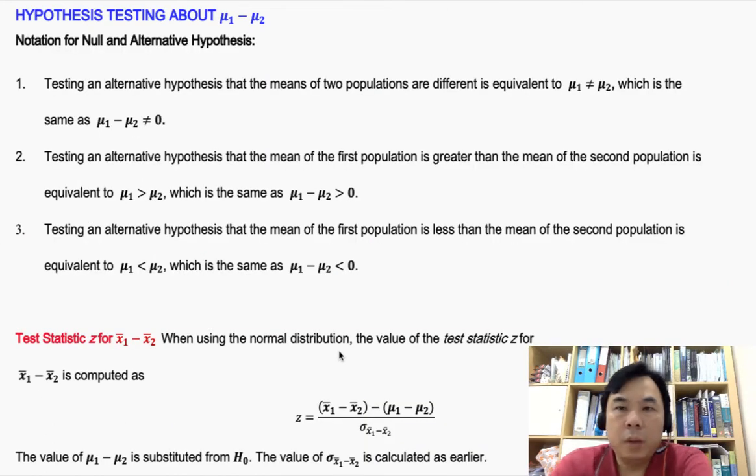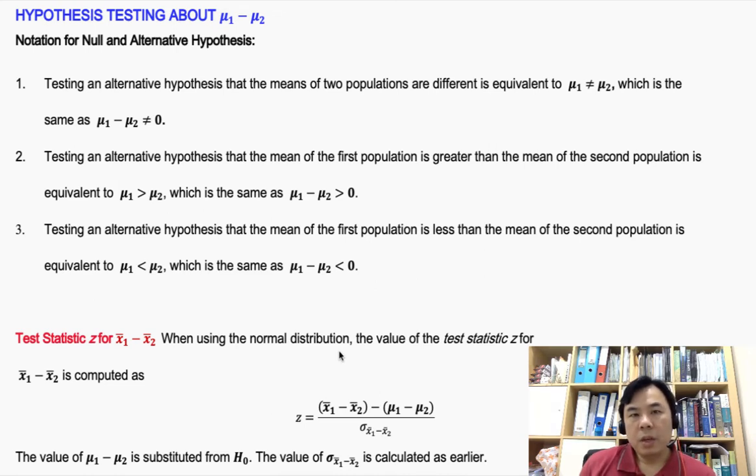Okay, now we have looked at one example on how to determine the confidence interval for the mean difference between two populations. And now I'm going to walk you through the same procedure that we have been using to conduct hypothesis testing. The only difference is now we are conducting hypothesis testing on the difference between the two population means. Okay, so this is a hypothesis testing about the mean difference. Okay, now the notation for null and alternative hypothesis is highlighted below.